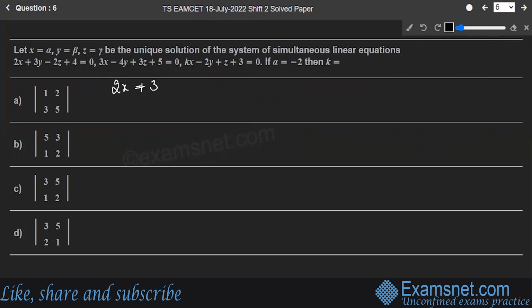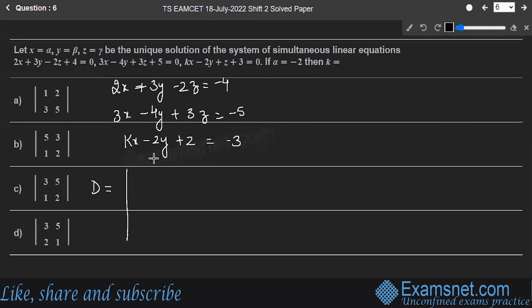2x plus 3y minus 2z is equal to minus 4. Second one is 3x minus 4y plus 3z is equal to minus 5. The last one, kx minus 2y plus z is equal to minus 3. Let's find out the determinant for the matrices. For this matrix, it will be 2, 3, minus 2, 3, minus 4, 3, k, minus 2 and 1. Let's find out the determinant.